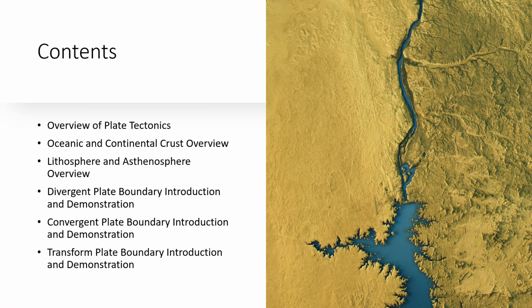Before getting into the three major plate tectonics, we first need to know what they are. So we are going to have a small overview of plate tectonics, the difference between an oceanic and continental crust, an overview of the lithosphere and asthenosphere, and introduce and demonstrate the three major plate tectonics that include a divergent plate boundary, convergent plate boundary, and last but not least, a transform plate boundary.